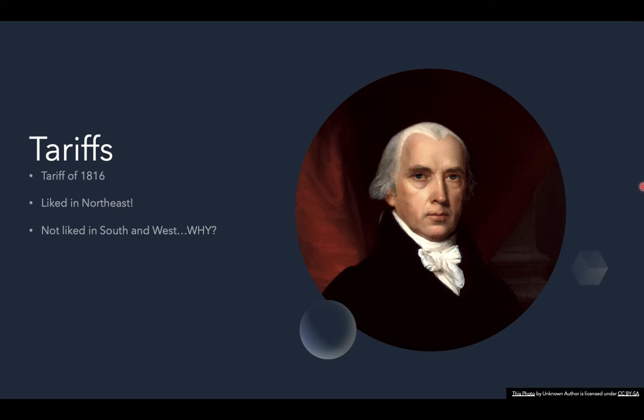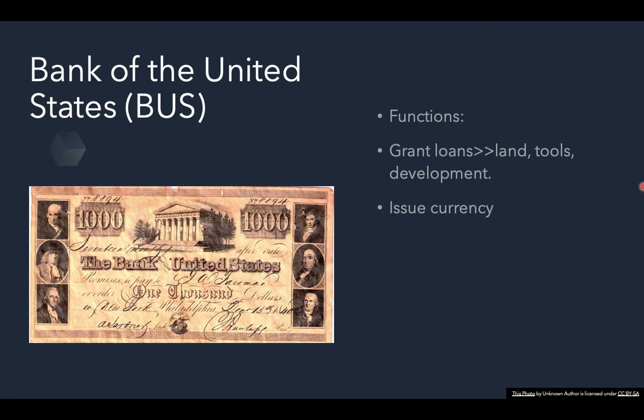Also, we talked about the Bank of the United States. Attitudes toward the proposed bank were less divided. Banks performed several important functions. They granted loans, allowed people to buy land and tools, and really just provided finance for the development of our nation during the Industrial Revolution. And banks would also issue currency in the form of banknotes, paper slips that could be redeemed for gold or silver. One problem was that the currency was not always universal.